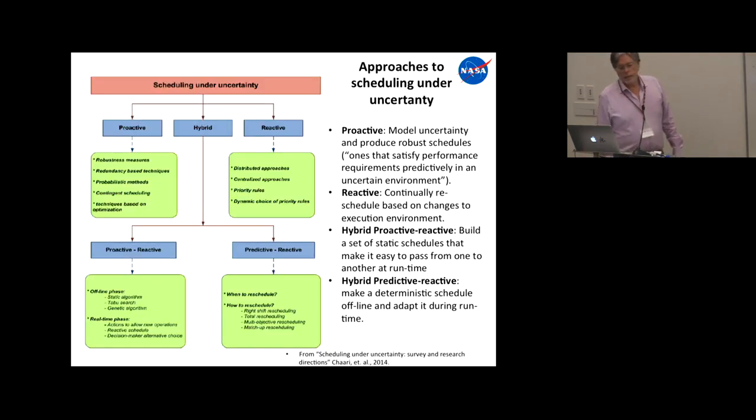I won't go into too much detail. This is a chart that identifies different approaches to scheduling under uncertainty, not necessarily in the AI. I want to broaden the scope from strictly the AI community to the broader community in research and scheduling. So as you can see, there's the proactive, hybrid, and reactive approaches to dynamic scheduling under uncertainty. And based on the previous slide, proactive means modeling uncertainty and producing robust schedules. A robust schedule, by definition, is a schedule that satisfies performance requirements while predictively in an uncertain environment.